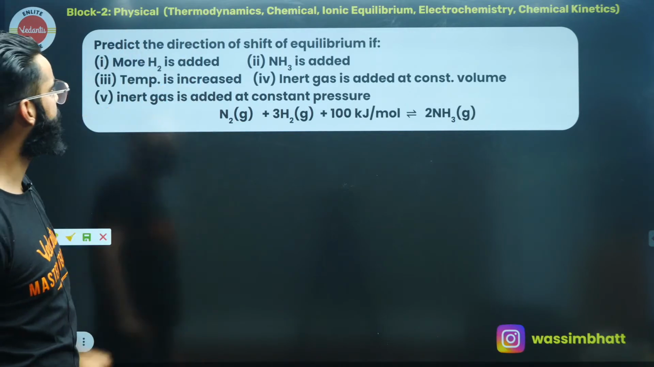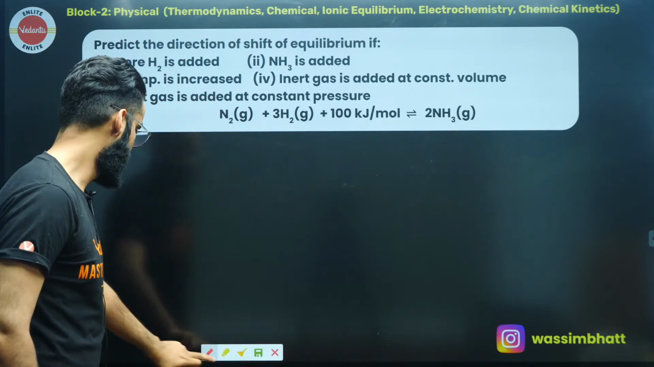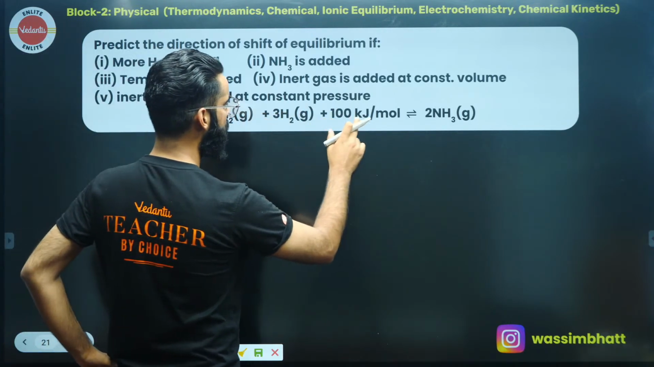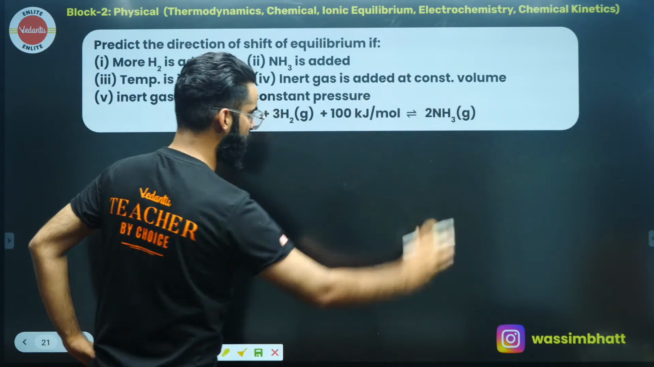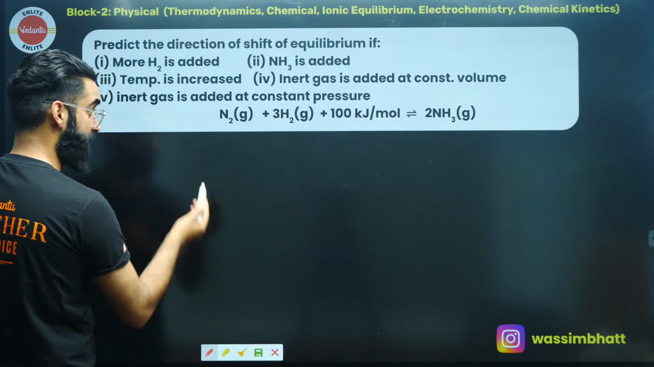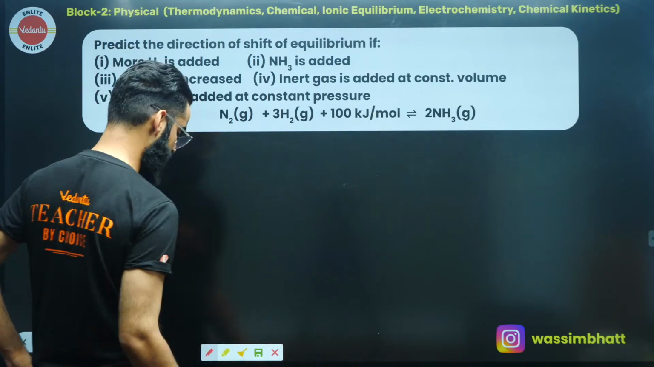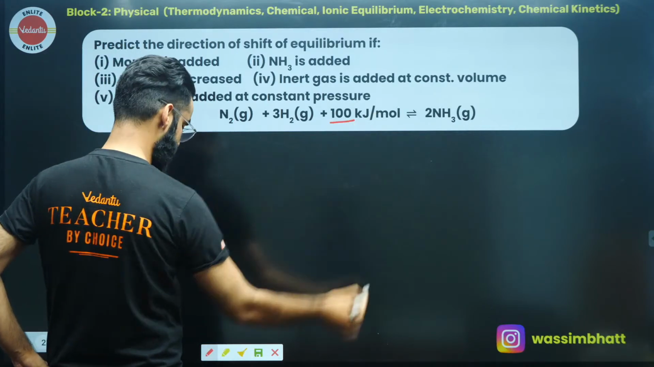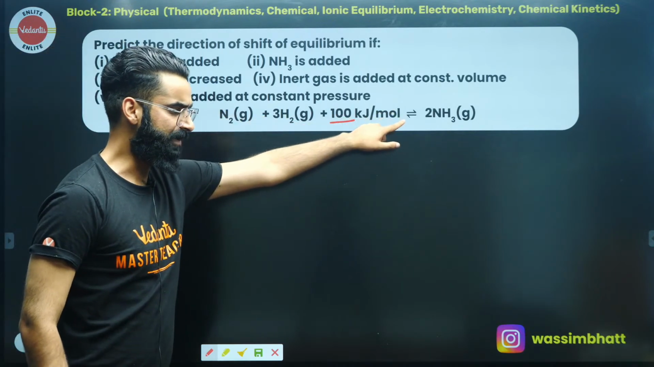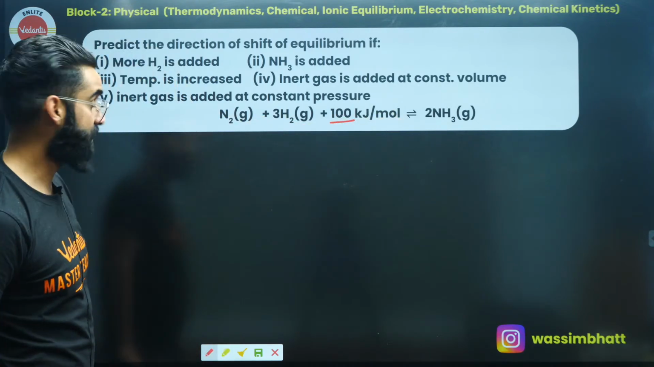Predict the direction of shift of equilibrium. First thing, the reaction that's given to me is N2 plus 3 times H2 plus 100 kilojoules gives 2 times NH3. It is a hypothetical reaction basically, right? Because you know Haber's process, it's not endothermic basically, it's exothermic, perfect. But over here it's given as endothermic. Anyways, have a look. This reaction, I'm assuming it's at equilibrium, number one. Perfect. The reaction is at equilibrium.